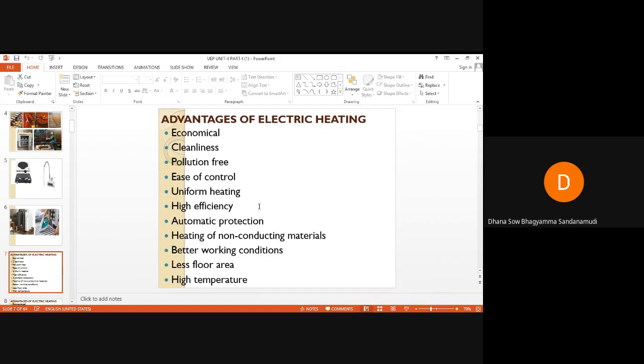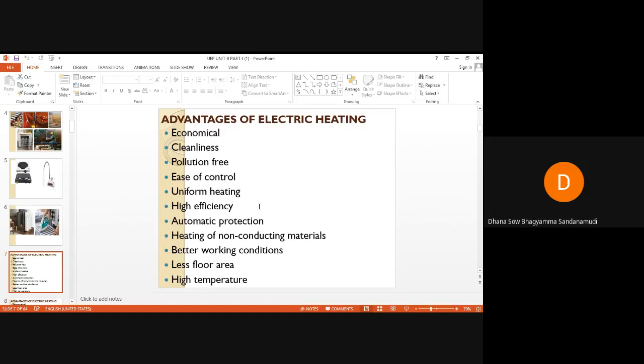It is also very easy to control. In this heating, temperature can be controlled and regulated accurately, either manually or automatically. The next advantage is uniform heating. The substance can be heated uniformly throughout, whether it is a conducting or non-conducting material. So we can heat conducting material as well as non-conducting material, and the heating can be provided uniformly throughout the material, whichever material you are heating.